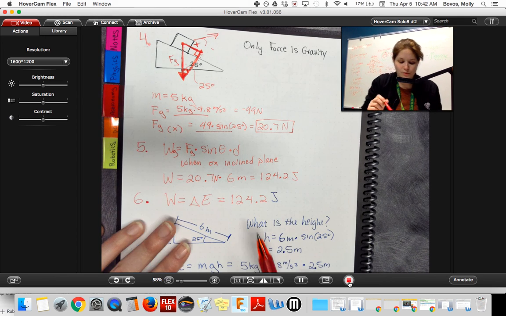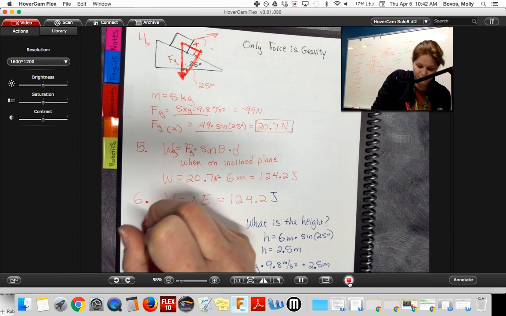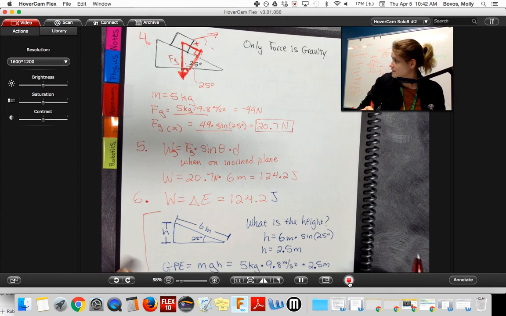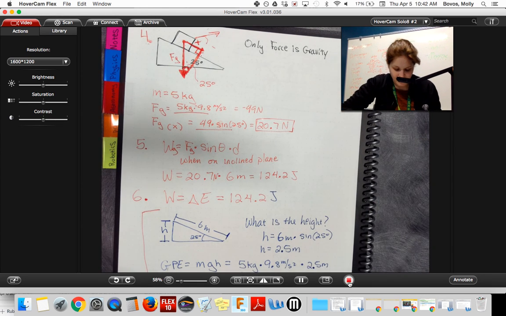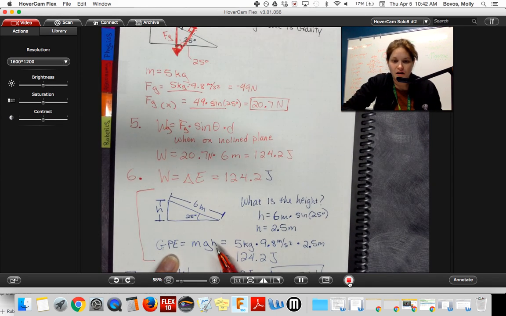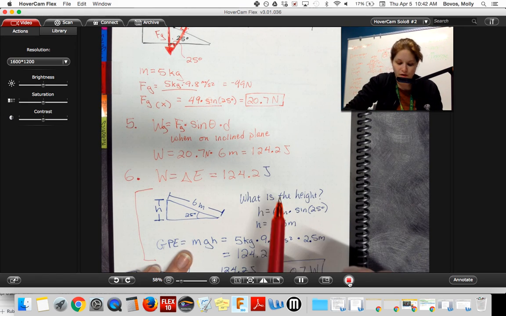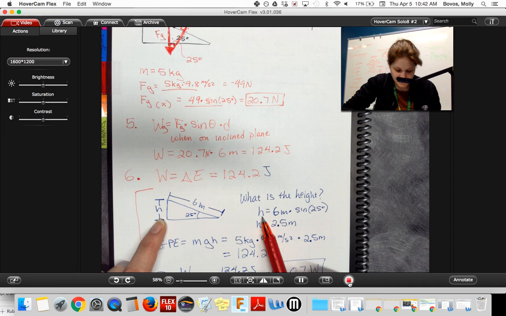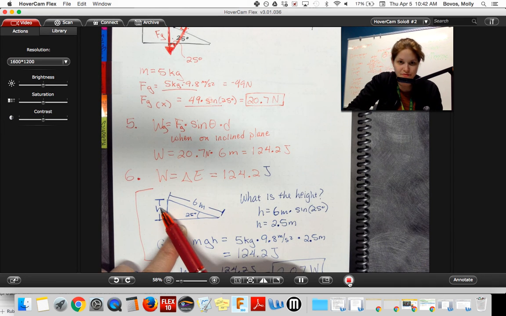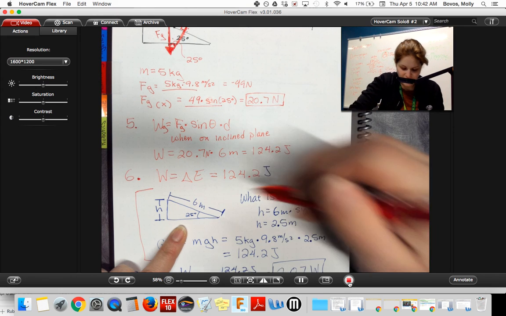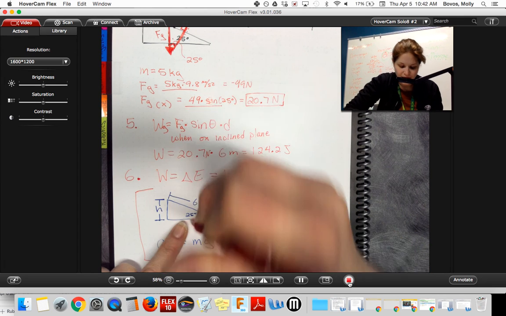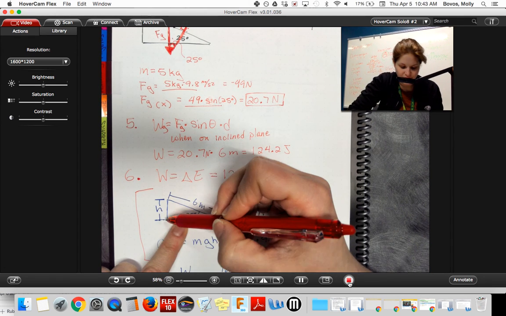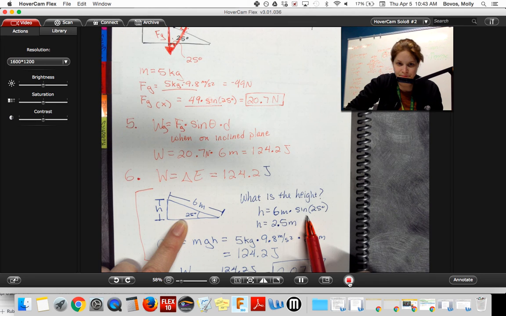Okay? But what I want to prove to you right here, before we get to number 7, is that this is actually the same as calculating our force due to gravity. So what you can do is you can see that if I figure out my height of this ramp, we now know that the length of this ramp is 6 meters and the angle is 25. So if I want to know the height, I can use sine and figure out the height is 2.5 meters.